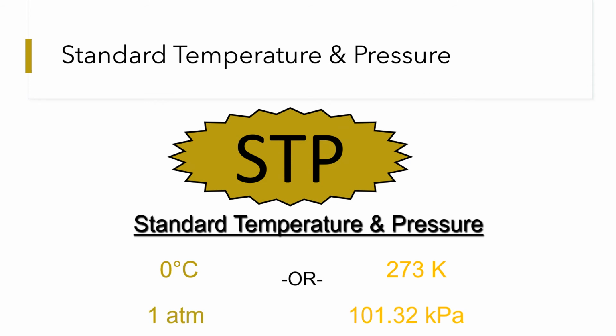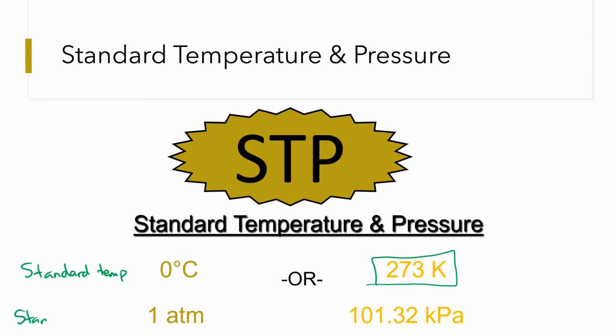A phrase that you are going to see is called STP, or standard temperature and pressure. Standard temperature is 0 degrees Celsius, also known as freezing. So again, this is standard temp. 0 degrees Celsius is definitely equal to 273 Kelvin. We will always use 273 Kelvin to represent standard temperature anytime we do gas calculations.